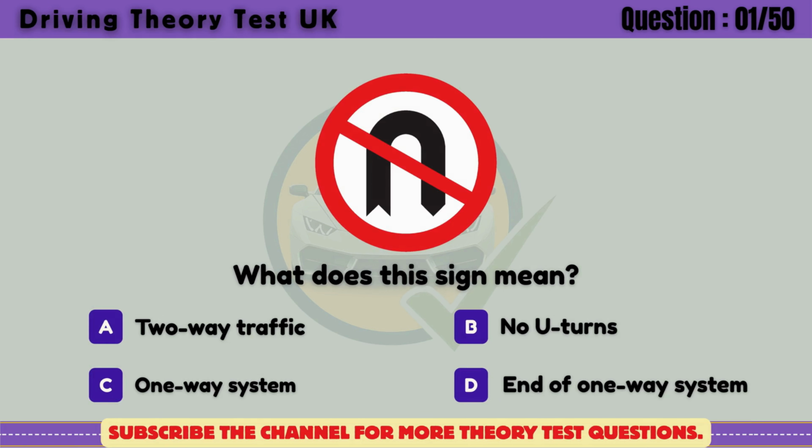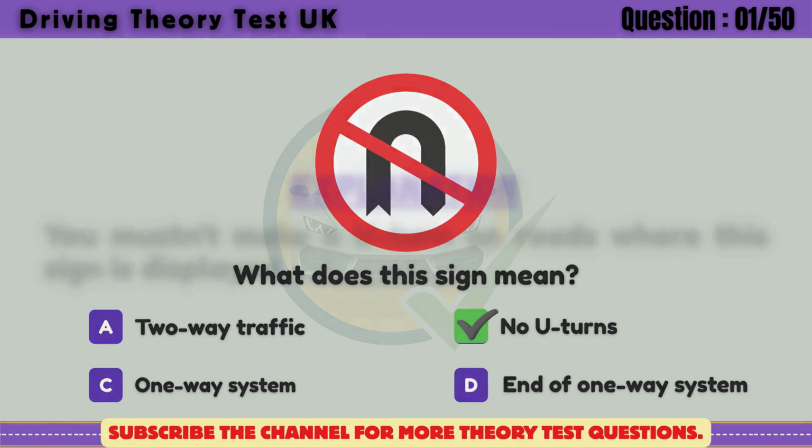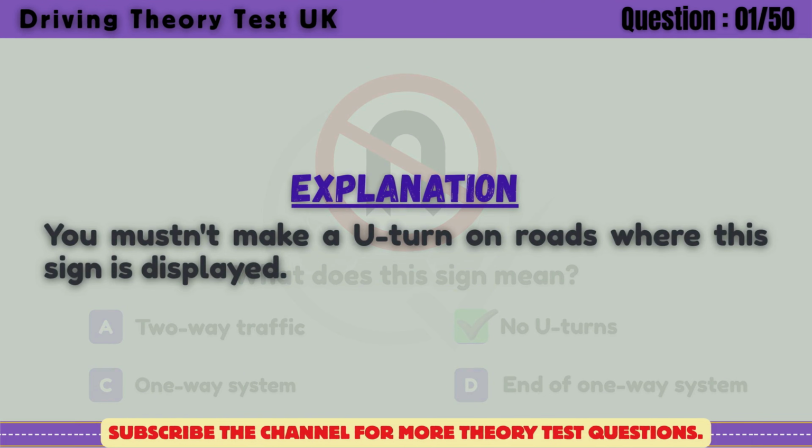Question 1. What does this sign mean? Option A. Two-way traffic. B. No U-turns. C. One-way system. D. End of one-way system. Answer is B. No U-turns. You mustn't make a U-turn on roads where this sign is displayed.